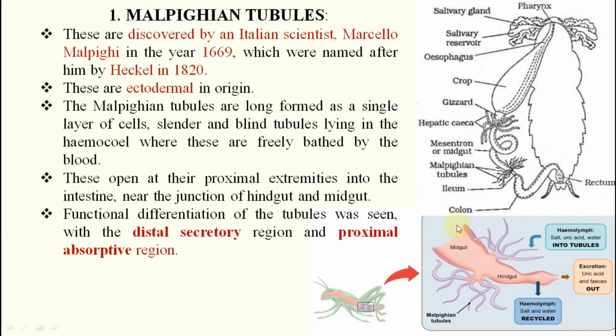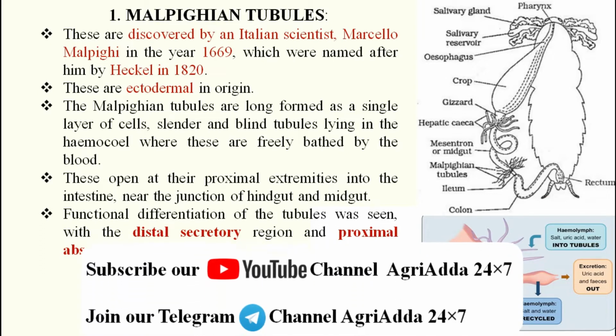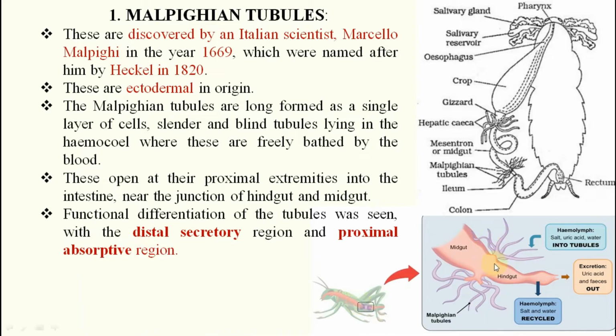You see, this is the midgut, this is the hindgut. From this junction, Malpighian tubules are arising. The question may come, where are the Malpighian tubules arising? From where? Junction of midgut and hindgut. Junction of midgut and hindgut, yes or no?